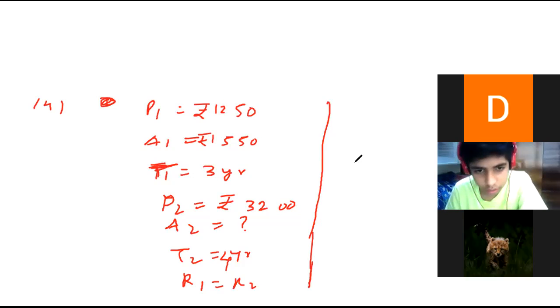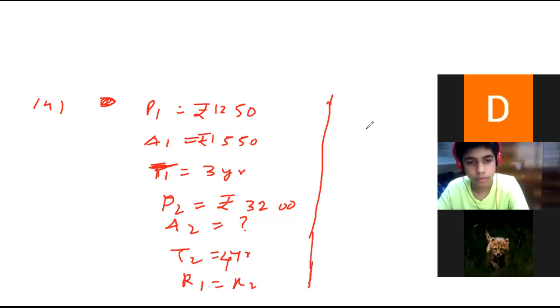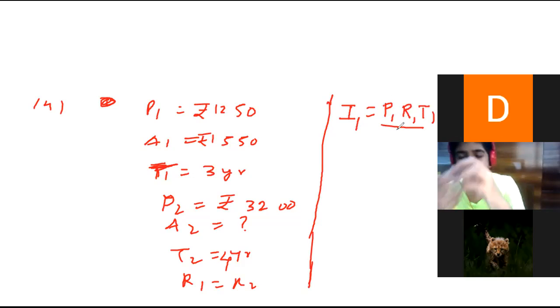Please wait now 1 minute. Can you tell me how to start? Sir, amount is... No, not amount. I'm starting with the interest of the first one. Interest of the first one is P1 R1 T1 upon 100. And the interest of the second is P2 R2 T2 upon 100.